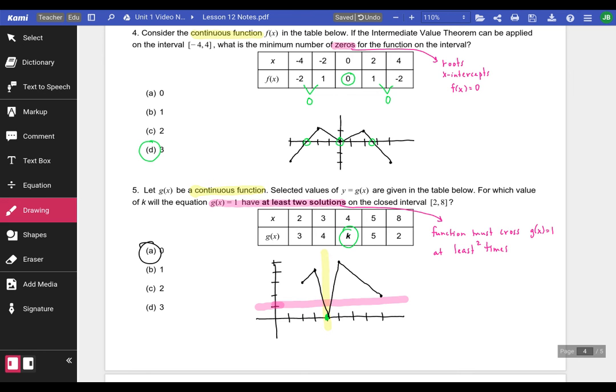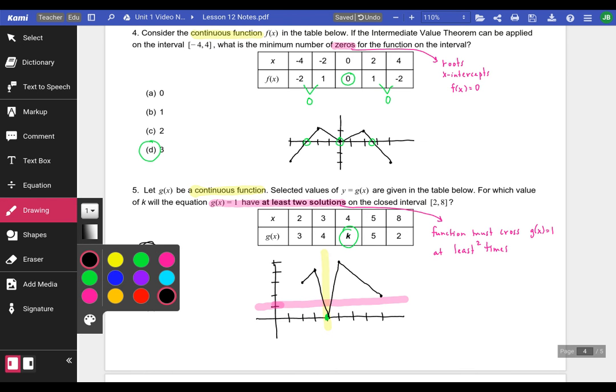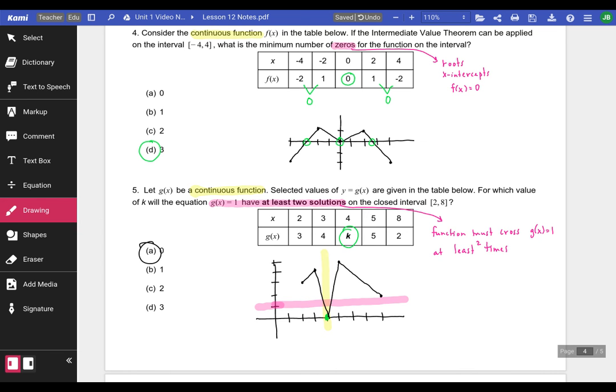Now, really quickly, we should always test out the others to make sure we haven't made a mistake. So I'm going to do that really quickly. Let's see what would happen if we picked the point (4, 1). Well, in this case, we can see we would only touch g of x equals 1 once. So that would not satisfy our condition of having at least 2 solutions. And then anything above 1, so let's say we picked k was 2, you can see for that, we're not even going to hit that pink line. So 0 then is the correct choice for this question.